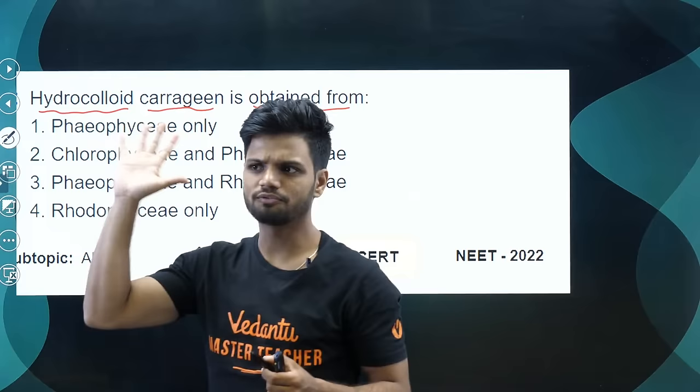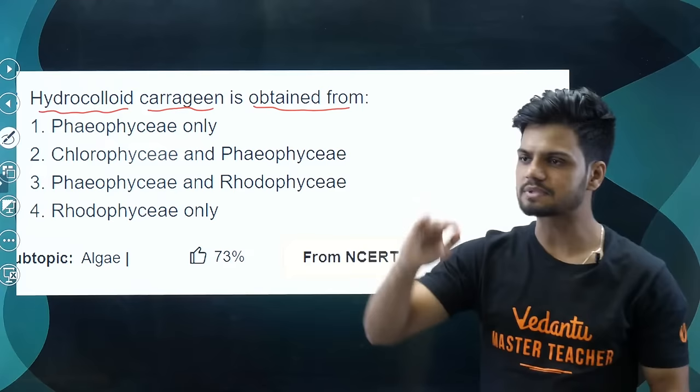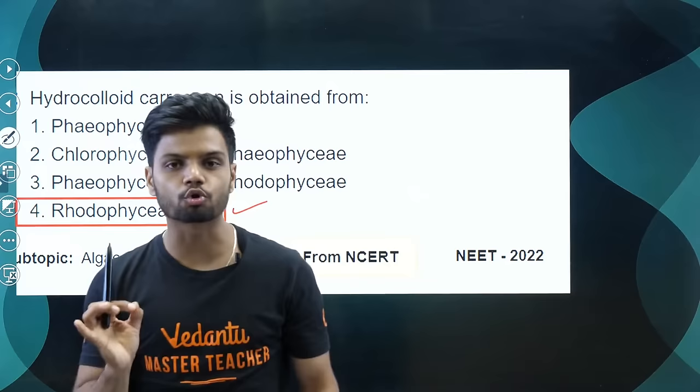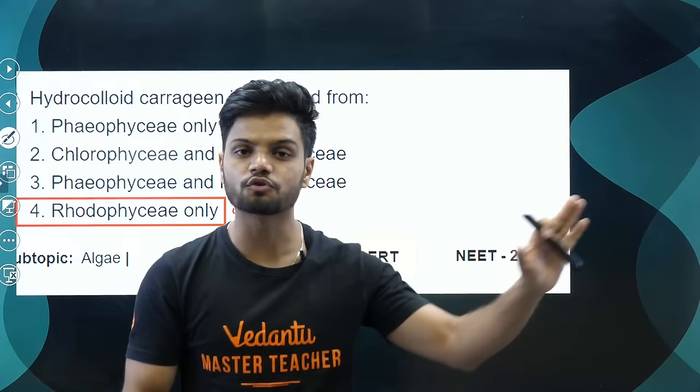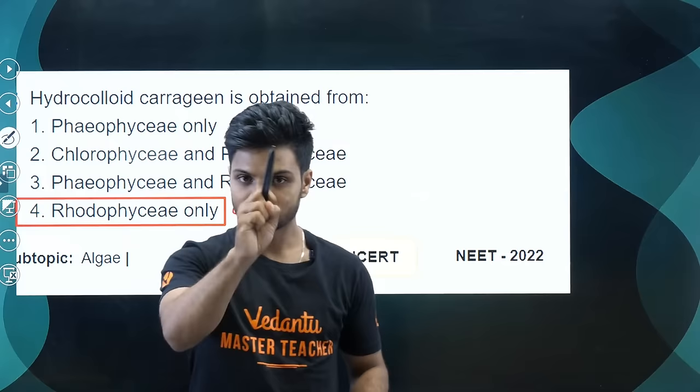5 seconds. 5, 4, 3, 2, 1. Time's up. That is Rhodophyceae only. Remember, only in the case of red algae will you find carrageen. Algin is in the case of brown algae. Clear? That point should be clear to everyone.